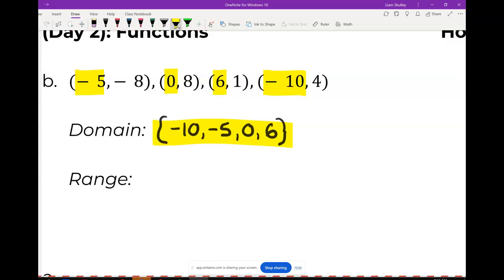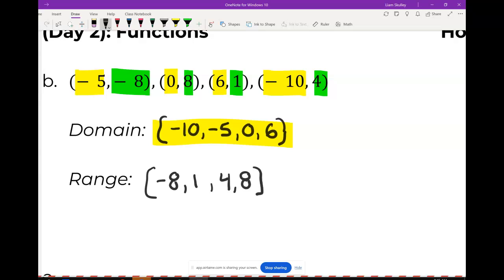So let's think. If we go back to our vending machine example. Say you only have 4 buttons on your vending machine. Your domain would just be the 4 keys. If you only have 4 snacks coming out, let's say Hot Cheetos, Doritos, Fritos, Lay's, that would all be in your range, your 4 possible snack outputs. Since we're talking numbers, let's list these. Again, smallest to largest: -8, 1, 4, and 8. All of our range.